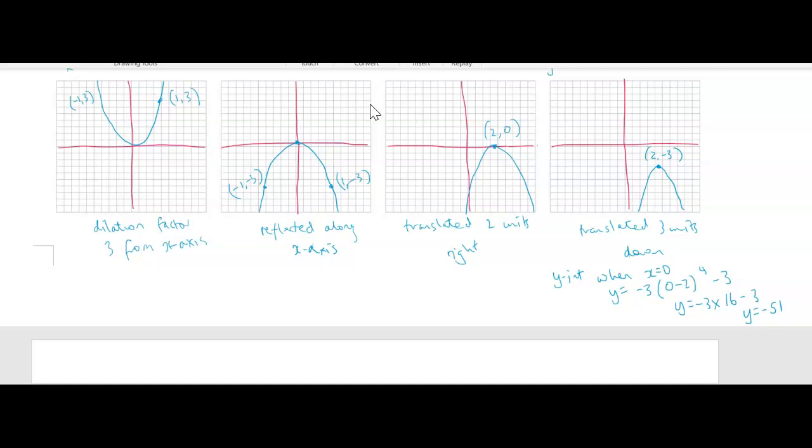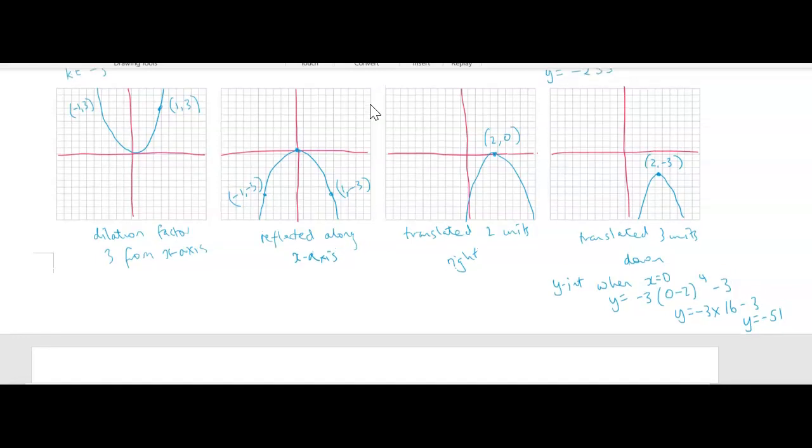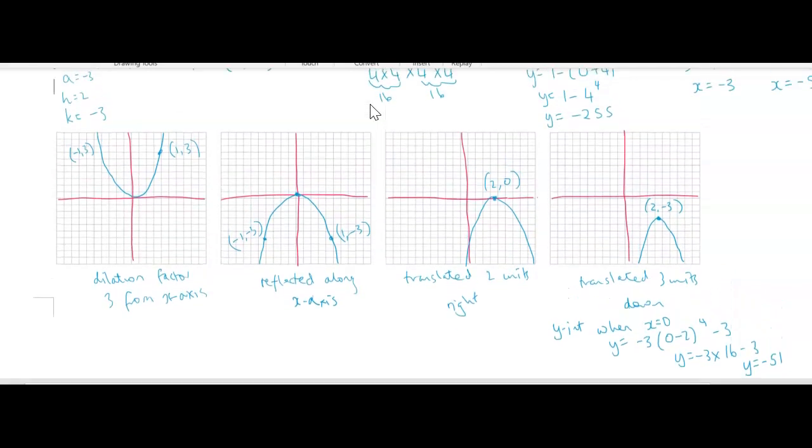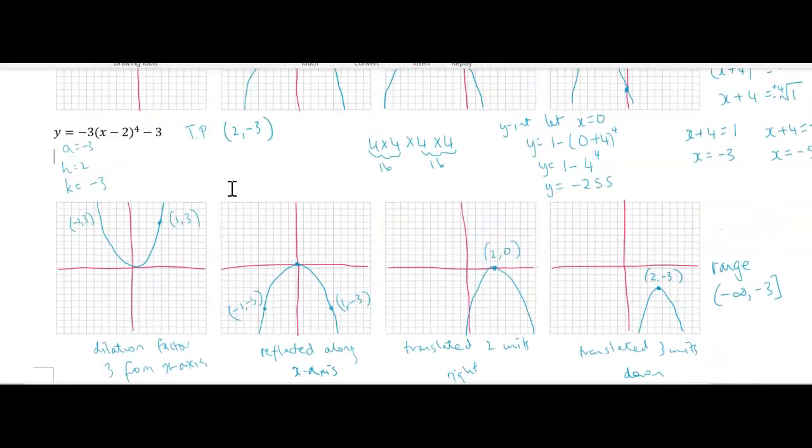Now, in these examples, I didn't really talk about the domain and range, but your domain is not really affected, but your range does change. So the range, I might just say for this one, is because it's been reflected, we're going from negative infinity up to that turning point, which the y-coordinate is negative 3. Right, and we use a square bracket because it is included.